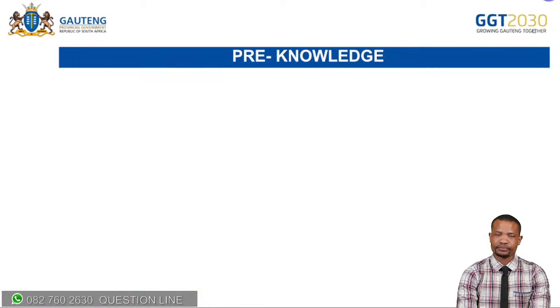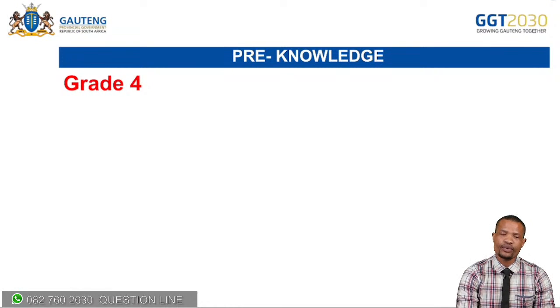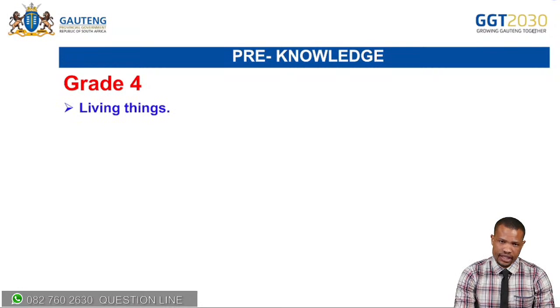Let's continue. Now, let's take a step back and revisit some of the concepts that we've learned previously because they lay a foundation for today's lesson. So we're going to take it all the way to grade 4. In grade 4, we learned about living things. But what are living things? Living things are living organisms, okay, but we are still defining a term with the term itself. So let's try and go a bit further. All living things are made up of cells, and these cells have to undergo what? Cellular respiration, okay. So all living things are made up of cells, and these cells have to undergo cellular respiration.